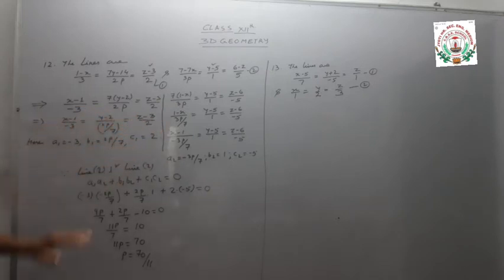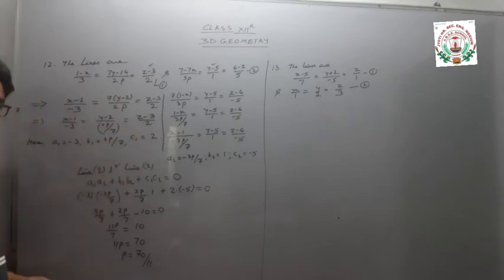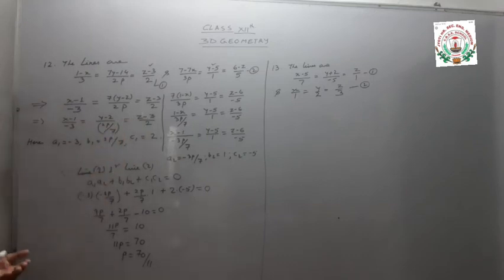Now you can compare. If you require the passing point, what will be the passing point? 1, 2, 3, as the format is x minus x1, y minus y1, z minus z1. So x1, y1, z1 is the passing point, so that will be 1, 2, 3, and the direction ratios.